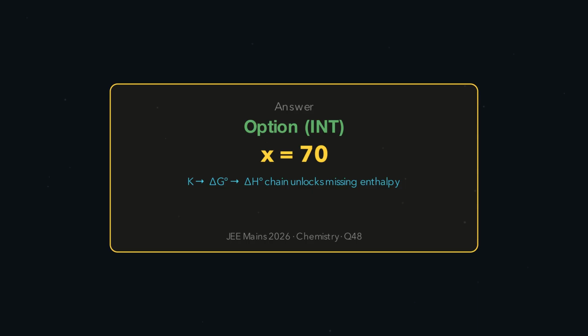Next, we express the enthalpy of reaction using Hess's law. 2 times the heat of formation of AB minus that of A2 minus X. That's 58 minus X kilojoules. Substitute into delta G equals delta H minus T delta S. Negative 21 equals 58 minus X minus 9. Solving, X equals 70. The heat of formation of B2 is 70 kilojoules per mole. The key insight, K unlocks delta G, and delta G unlocks the entire thermodynamic chain.